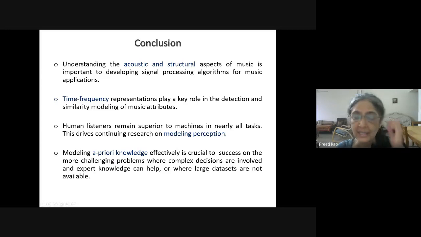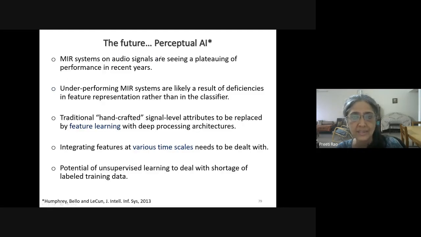Of identifying, let's say, similarity in music or identifying high-level attributes, and that's why there is more and more research on modeling human perception and somehow bringing human perception into this machine processing. So this can be called perceptual AI. That is what is happening now. There is more of a push towards using a lot of data to develop these applications. So you actually learn from data.